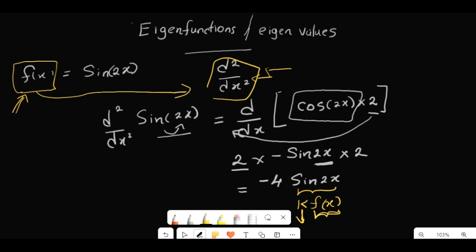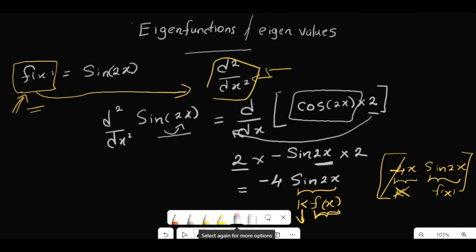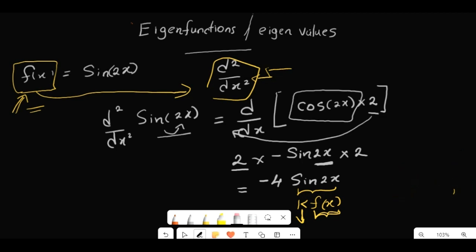This doesn't work if we got an answer like minus 4x sine 2x. I'm just taking another occasion, this is not our example. This is the same function f(x), but here we didn't get a constant. If the answer we got is like this, then this function is not an eigenfunction. So in order to become an eigenfunction, it must look like this: the same function, and a constant.